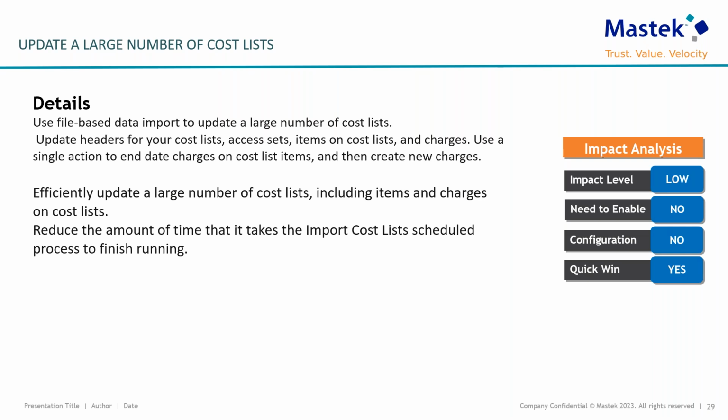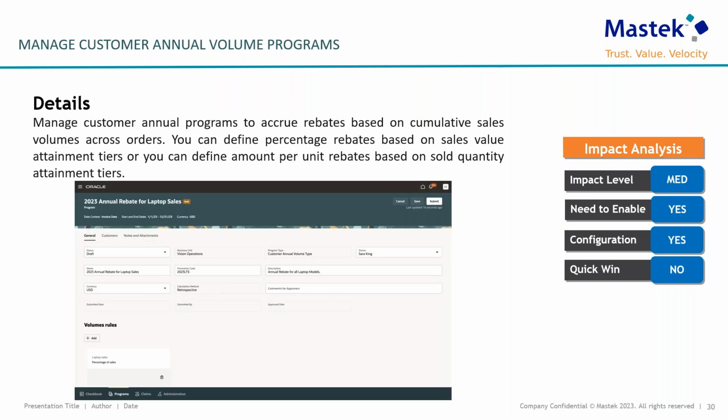Once the scheduled process is complete, you can delete cost list headers, access sets, items, and charges from the interface tables. And we do not have to do anything to enable this feature, and there is no configuration required for us. Hence, that can be a quick win for us.